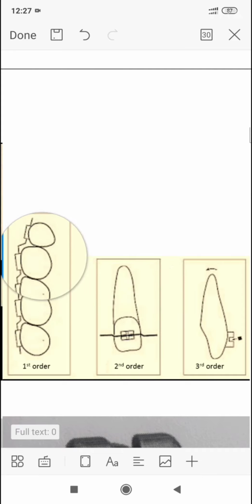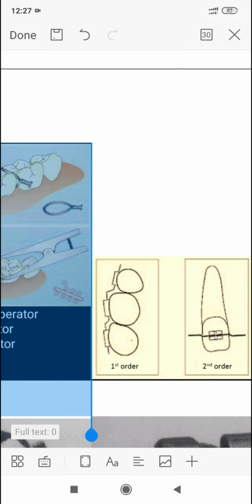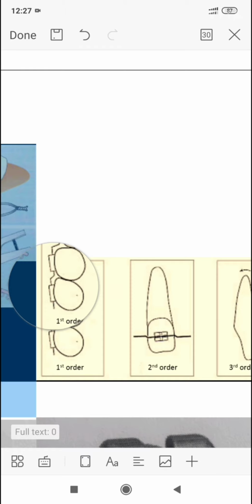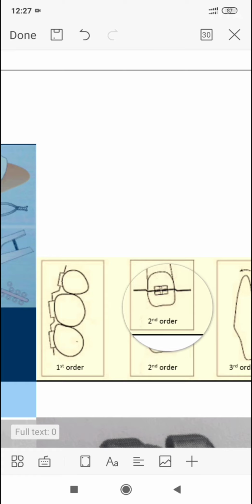So, in first order, we give horizontal slots to correct the buccolingual inclination of the teeth. Okay, this is buccal, this is lingual. And in second order, it is given in the vertical direction to correct the mesiodistal inclination of the teeth.